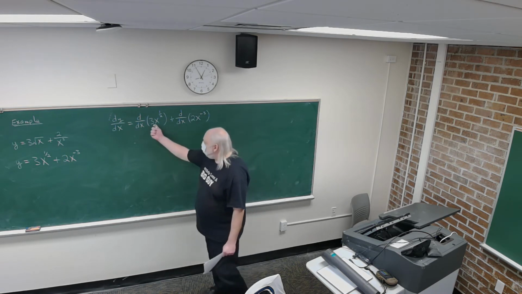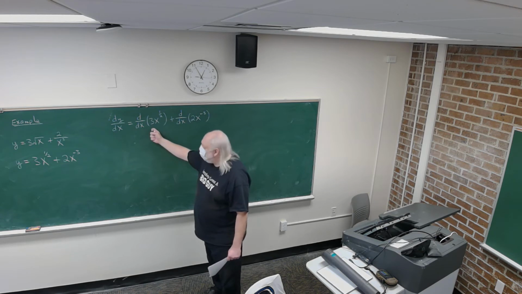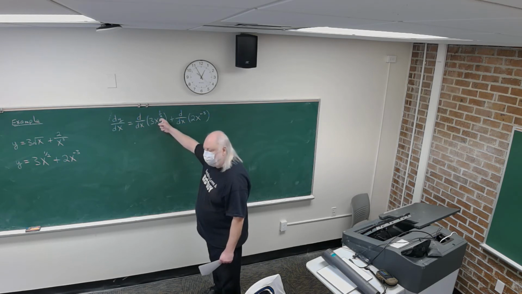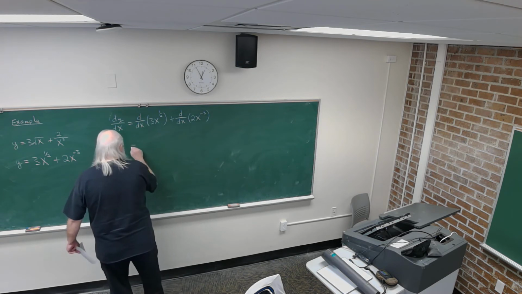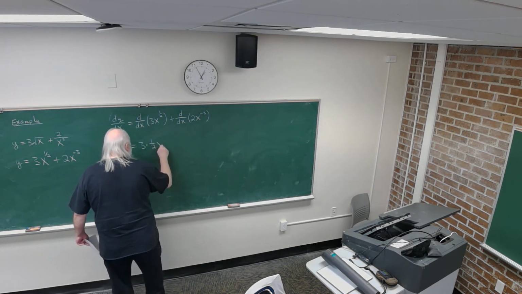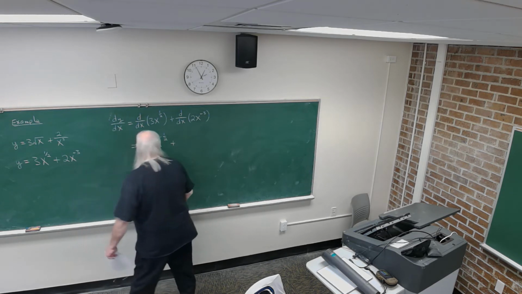Well, in this first derivative, the 3 can be brought out. 3 is a multiplicative constant, so I bring it up in front of the derivative. And then I have the derivative with respect to x of x to the 1/2. We use the power rule to find that derivative. Bring the 1/2 down front, subtract 1 from the exponent. So this is equal to 3 times 1/2 times x to the minus 1/2.